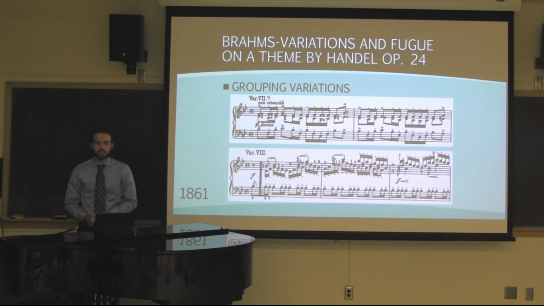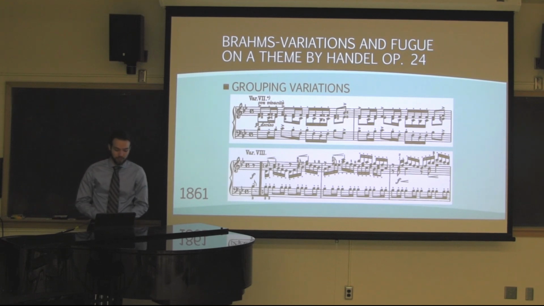Brahms groups his variations in either a technical or a rhythmic aspect. So you can see an example here of a rhythmic grouping, where he's taking the eighth note to sixteenth note pattern, ba ba bum, ba ba bum, and that's how he's grouping his variations 7 and 8.